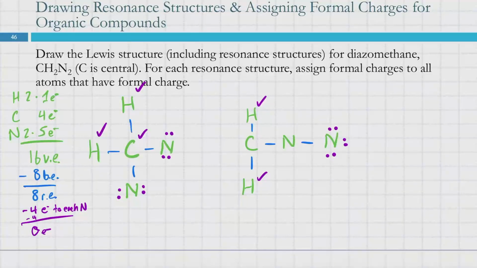I like to start working from the outside in, so let's do it that way. We do not have full and complete octets yet on either of these. If we look at our structure on the left, our nitrogens only have 6 valence electrons for their octet count. Our nitrogens each have 4 in terms of lone pairs, plus 2 more from the bond. How can we get our nitrogens to have more electrons?